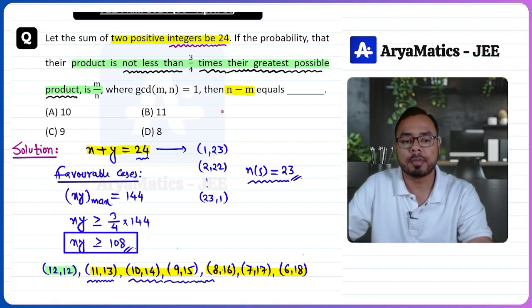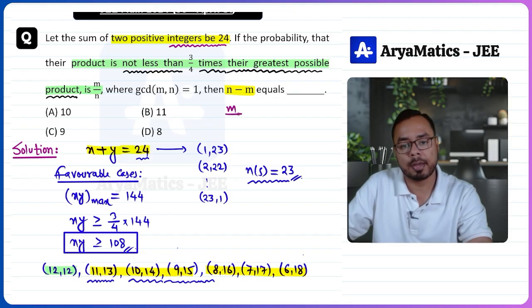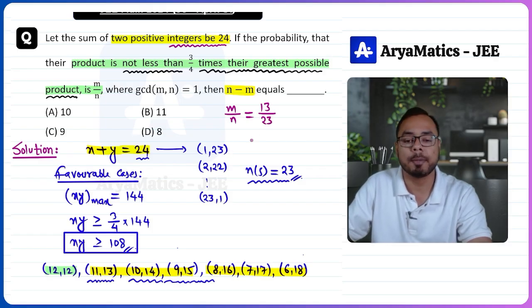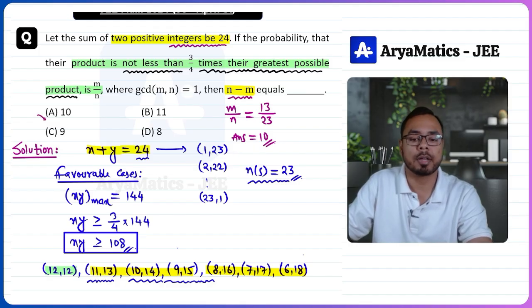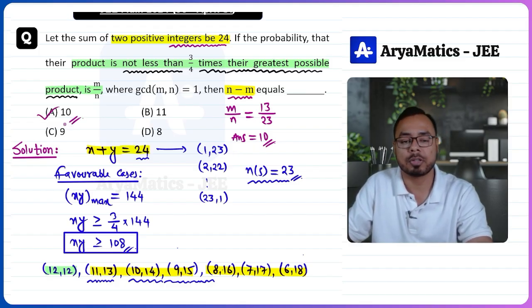So here this probability m by n will be the number of favorable cases, which is 13, divided by the total number of cases, 23. We have to find n minus m, and remember this should be in lowest form. Clearly there is no common factor between 13 and 23. In fact, both of them are prime numbers. So if you calculate the difference of those two, n minus m, 23 minus 13, that will be 10. And therefore the correct answer for this problem will be the first option.